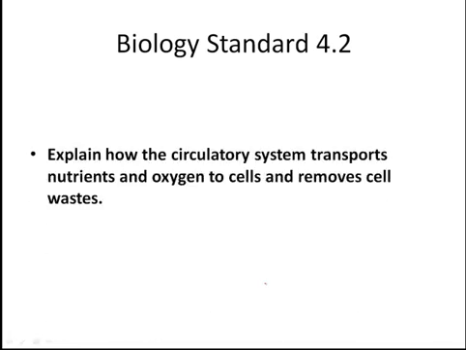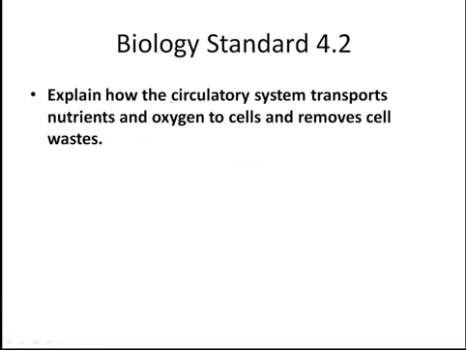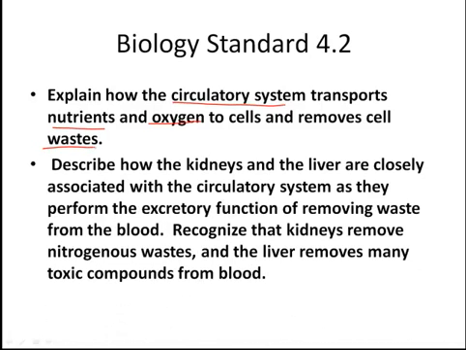Standard 4.2 is where all that food is going to go, which is the circulatory system. So we're going to take a look at how the circulatory system is transporting nutrients, oxygen, and waste around the body. We're also going to take a look at the excretory system and describe how the kidneys and the liver are going to work with the circulatory system to get rid of mainly nitrogenous waste. So this is waste that has nitrogen in it from breaking down proteins.